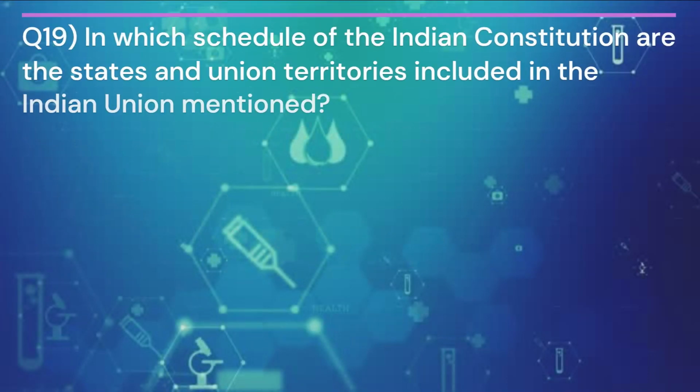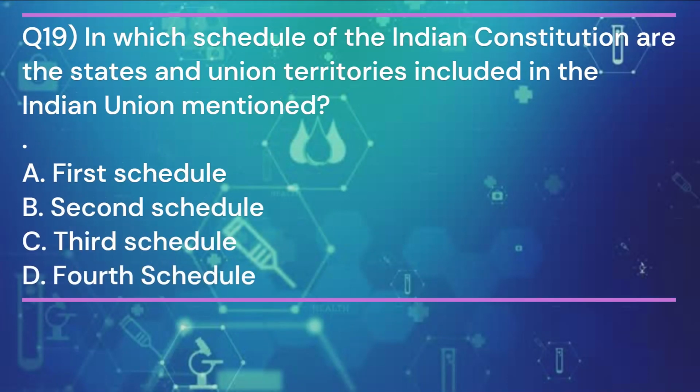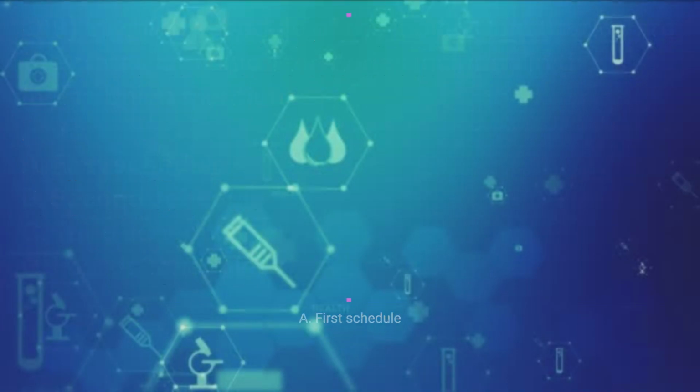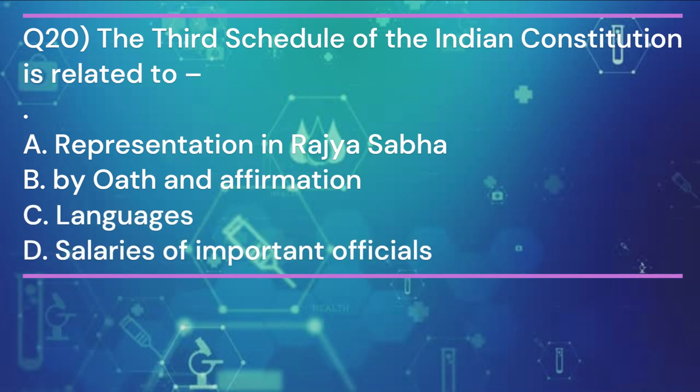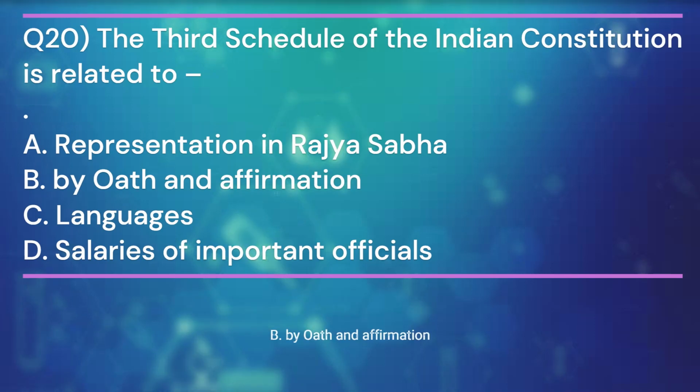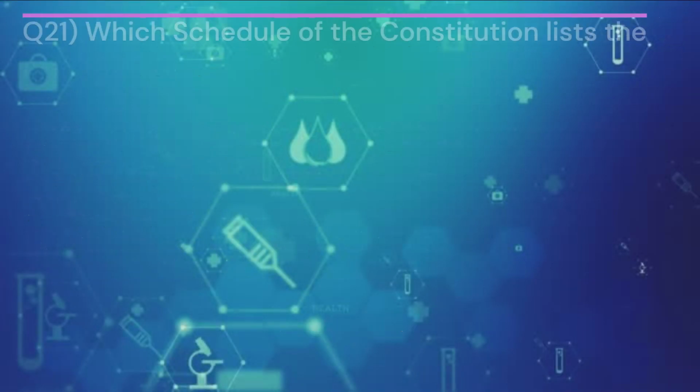Question 19. In which schedule of the Indian Constitution are the states and union territories included in the Indian Union mentioned? And the answer is A. First schedule. Question 20. The third schedule of the Indian Constitution is related to? And the answer is B. By oath and affirmation. Question 21.